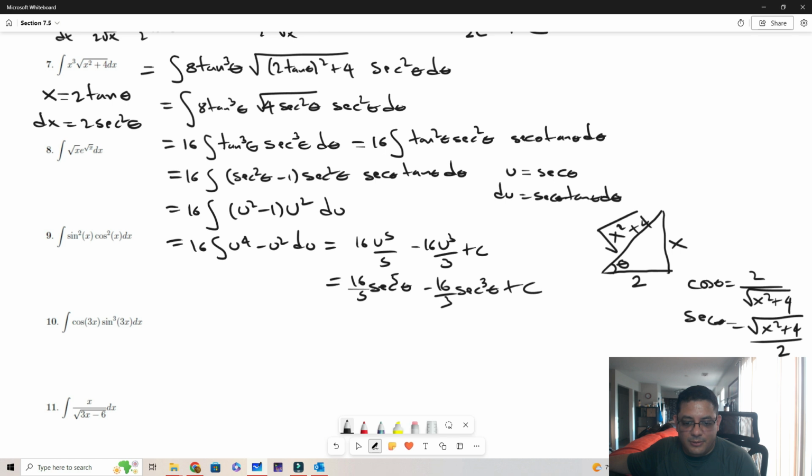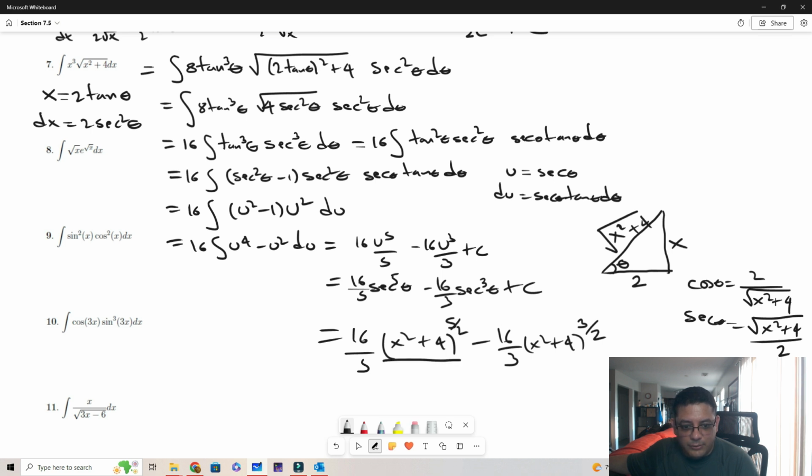And so this now is going to transform into 16 over 5 times x squared plus 4. And so because this is a square root but power to the 5, this is going to be to the 5 over 2, minus 16 over 3, and this is going to be x squared plus 4, because it's power to the 3, it's going to be to the 3 halves. And I can't forget that I'm having this 2 over here. So this is going to be divided by 2 to the 5, which is 32. And here is 2 to the 3, which is going to be 8. Okay.